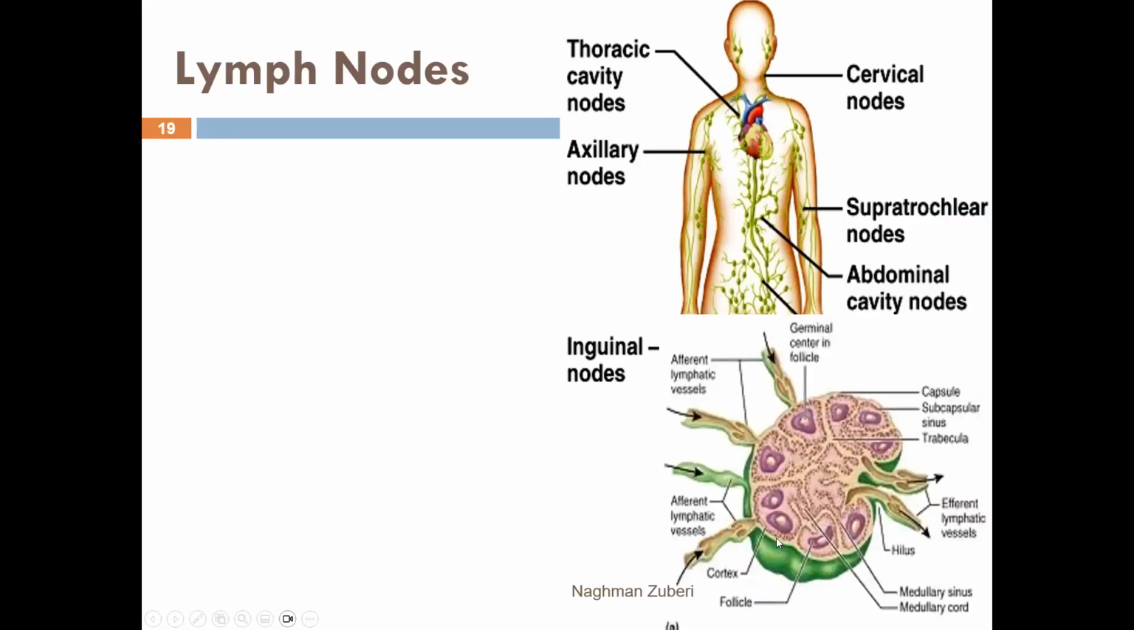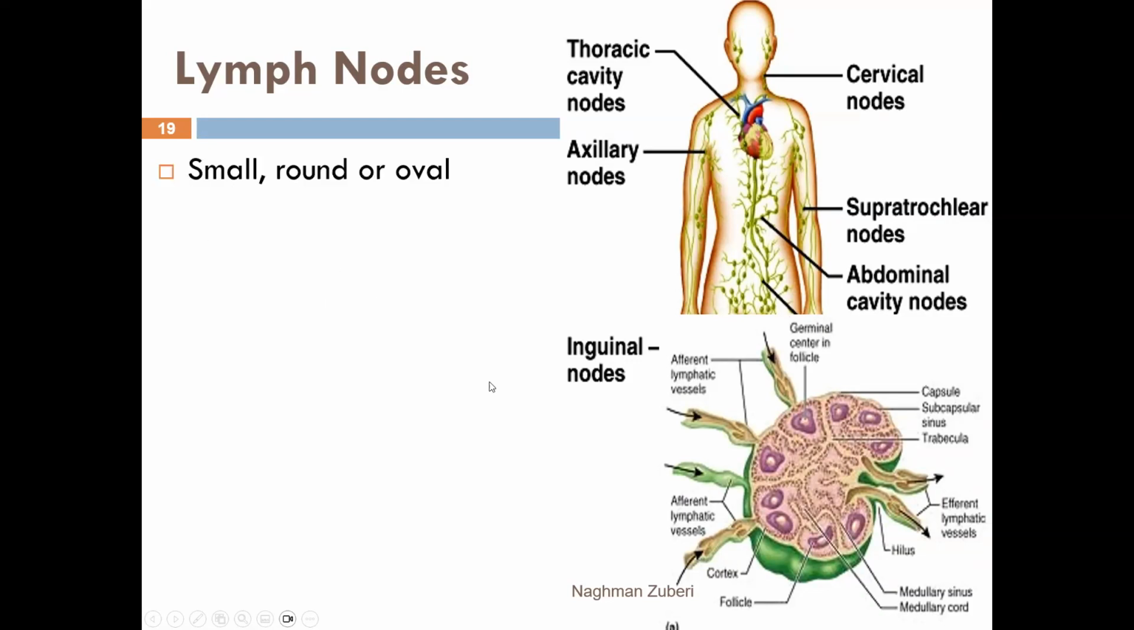This is a typical lymph node. Here we can see its hilus. We can see it is receiving through the afferent lymphatic vessels the lymph from other parts or from other nodes, and then efferent lymphatic vessels, they will be draining the lymph into either some lymphatic vessel or into another lymph node.